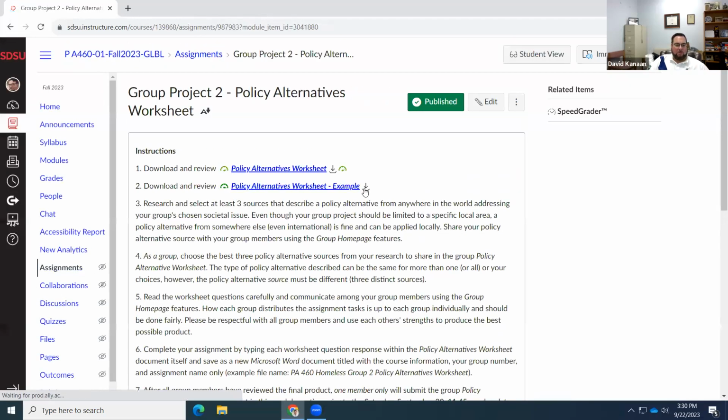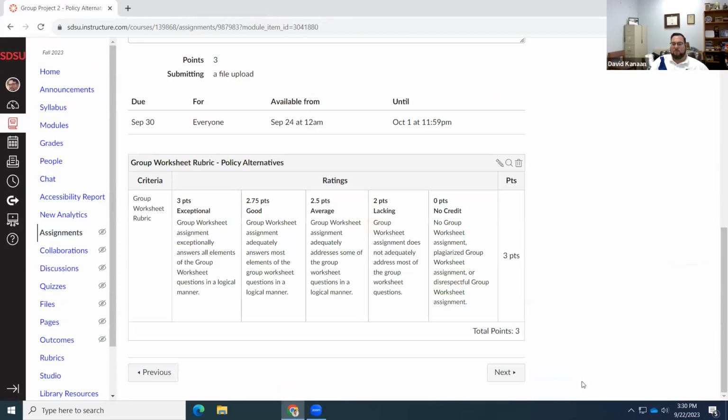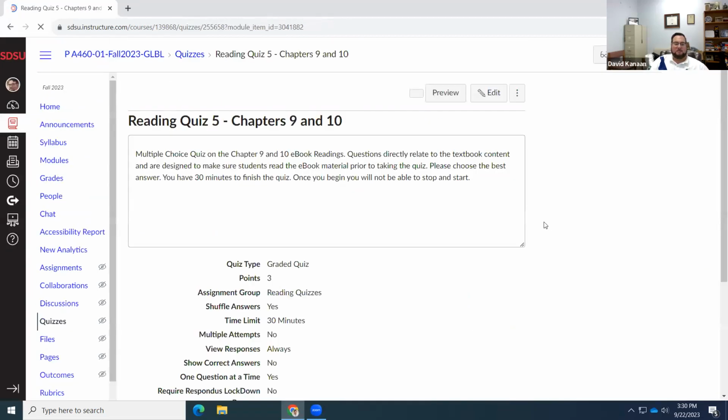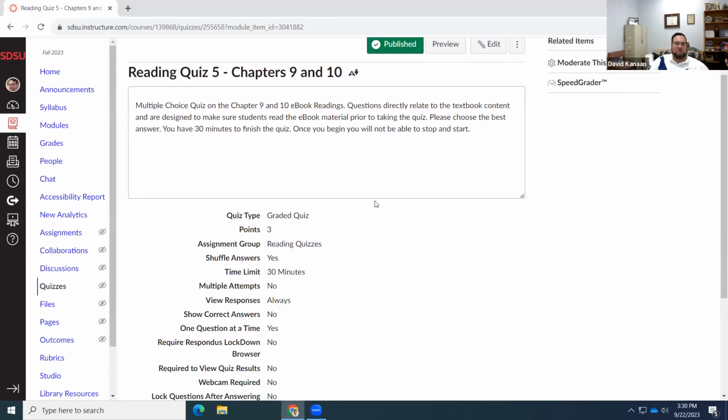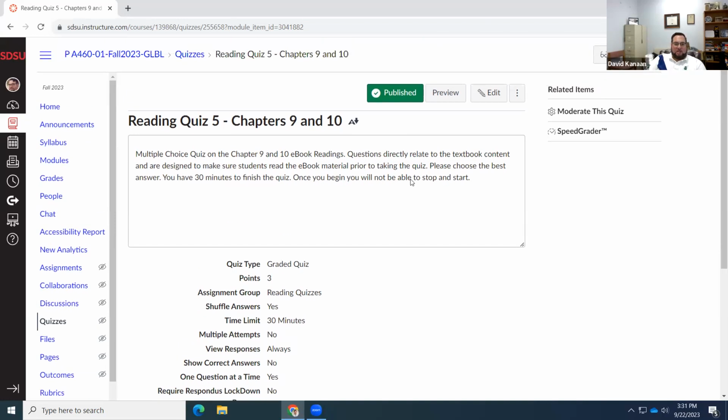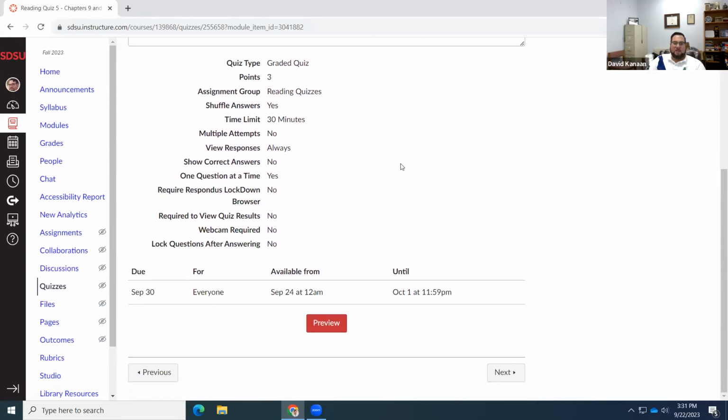And finally, for the week, you have the reading quiz for chapters 9 and 10. So again, make sure to look at my comments from your first worksheet. I'll be grading them Sunday and Monday. They should be done by Monday. If not Monday, then the morning, maybe the evening. And make sure to make the changes for these second worksheets.